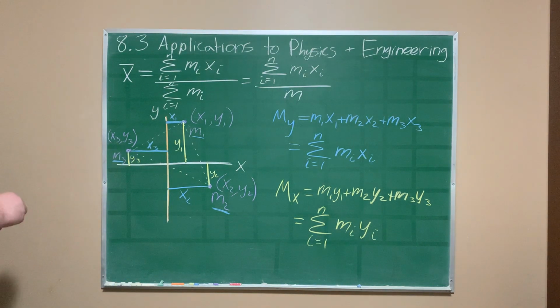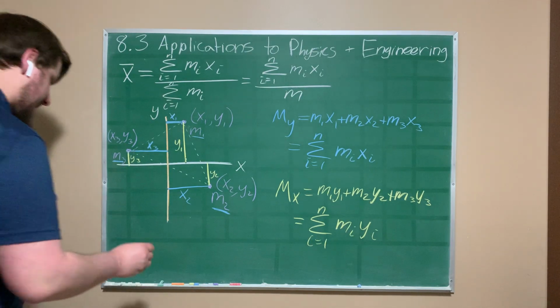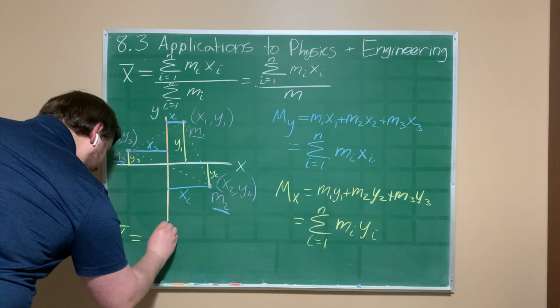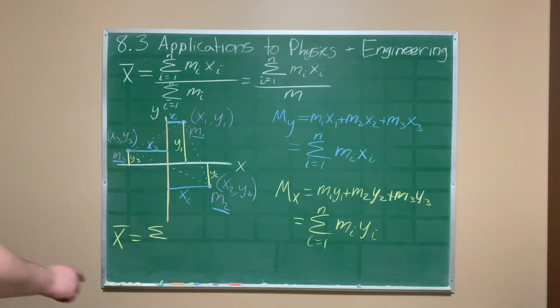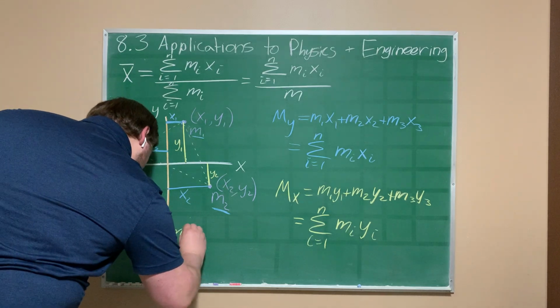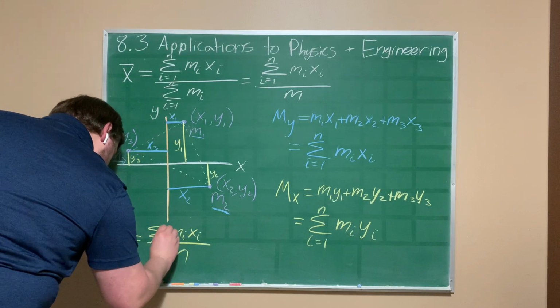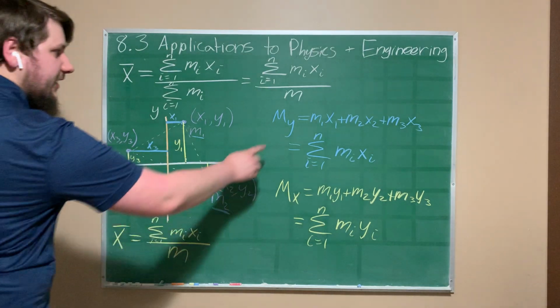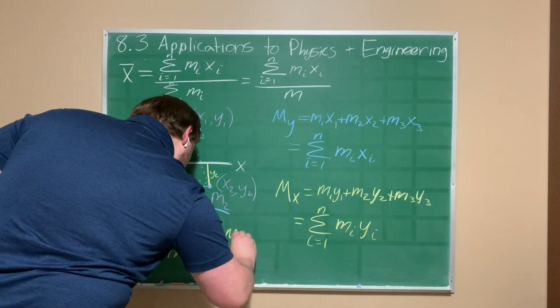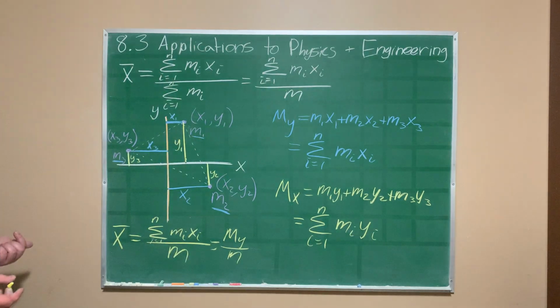So in the end, x bar can be found by taking the summation of all of the mi's times xi's and dividing by the total mass of the system. Or in other words, we take the moment with respect to y, My, and divide by the mass, M. And that's how we find the x-coordinate of this system here.